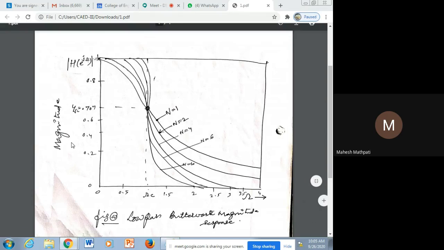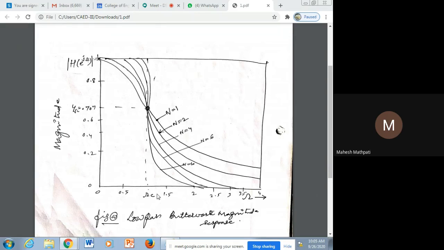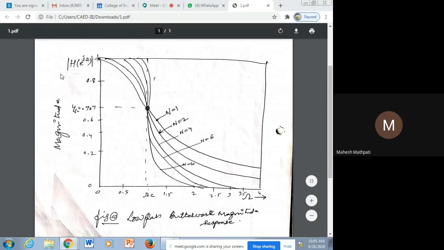Are all things visible properly? Or do you have any confusion here? So this is magnitude H of e to the power j omega versus omega that we are plotting. And this is the magnitude part and this is the omega here.